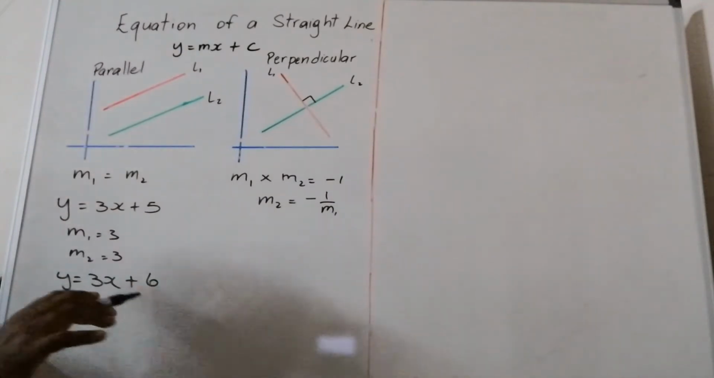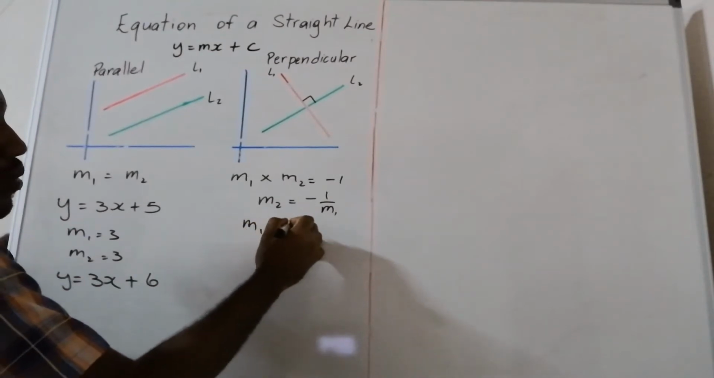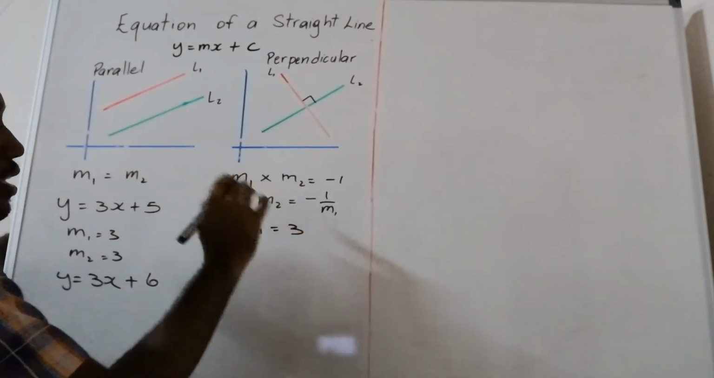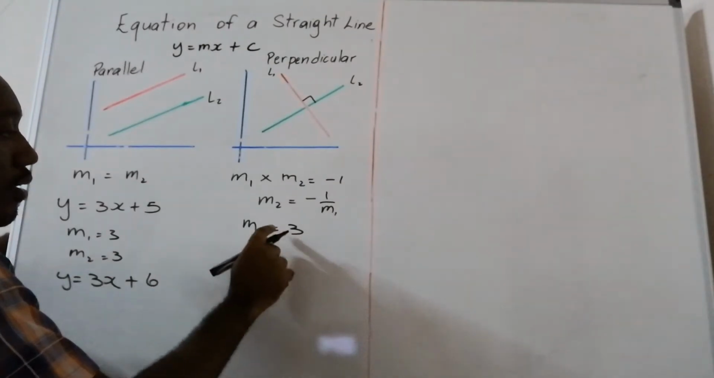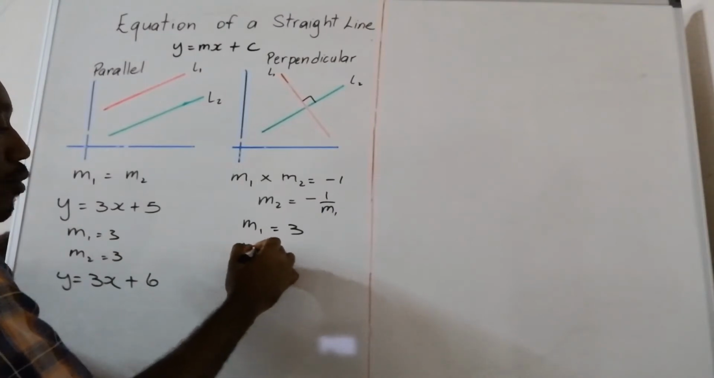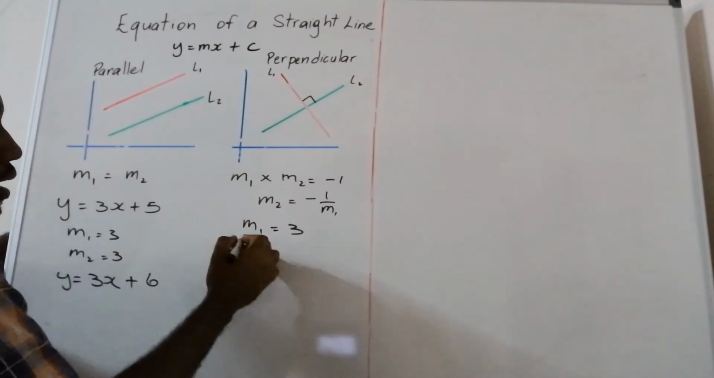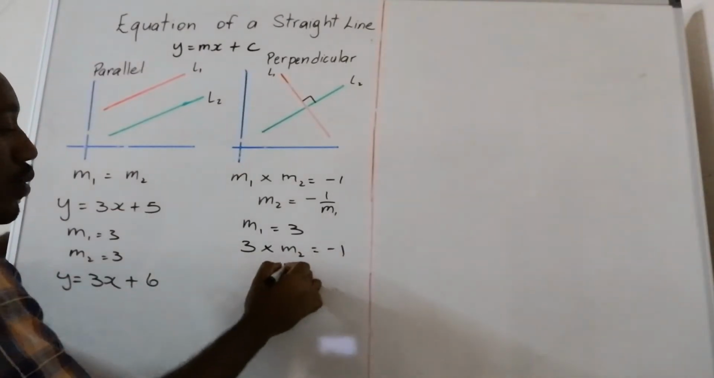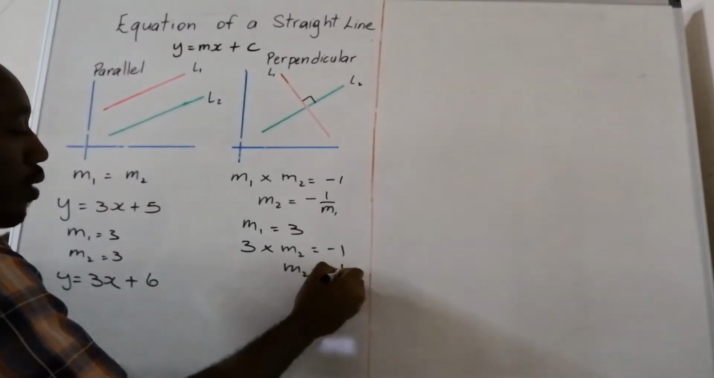So let's use an example. If the gradient of line 1 is equal to 3, how do we find the gradient of line 2? Remember, m1 times m2 is equal to -1. So therefore, 3 times m2 is equal to -1. So m2, the second gradient, will be -1 over 3.